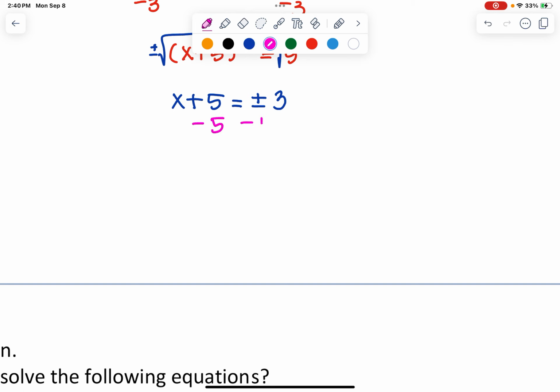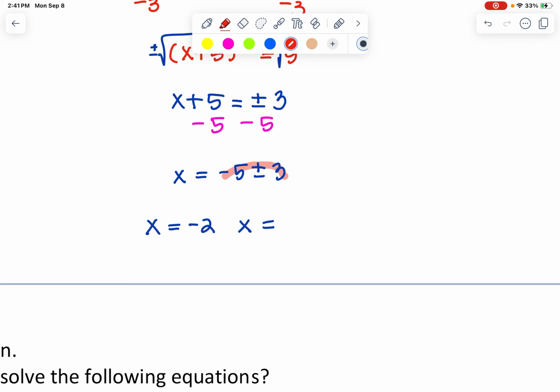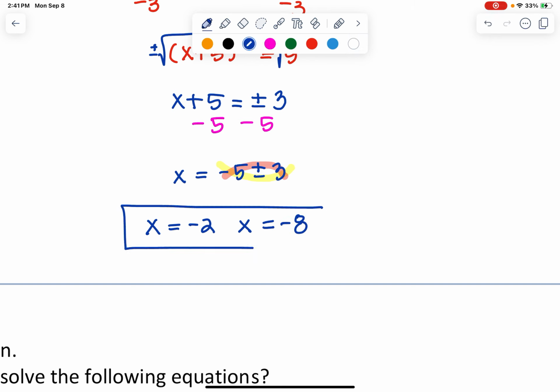I'm going to subtract 5 from both sides. I have x equals, and then this time they are like terms. I'm going to write it as if I didn't realize that for a second. So I would write the number I subtracted from both sides first, negative 5 plus or minus 3. But I'm not going to leave my answer like this because I can combine these. So we are going to do negative 5 plus 3 is our first solution. Negative 5 plus 3 is negative 2. And then we also have negative 5 minus 3, which is negative 8. And there's your 2 solutions.